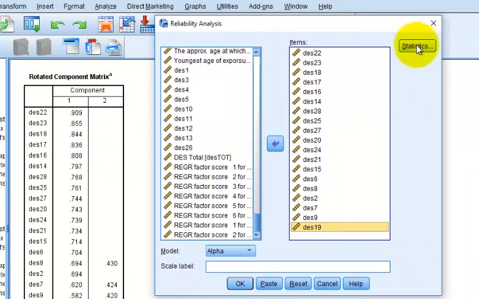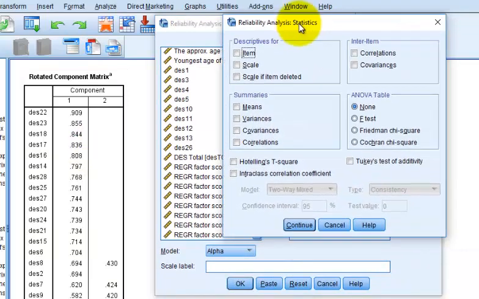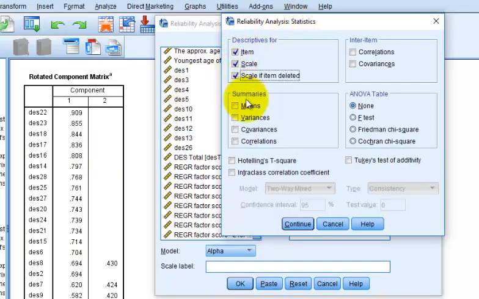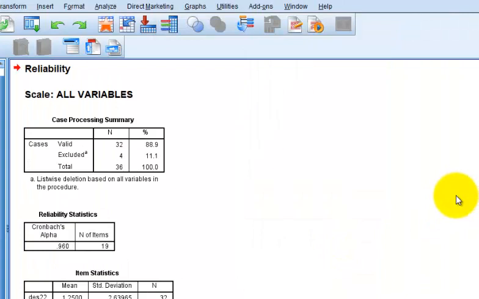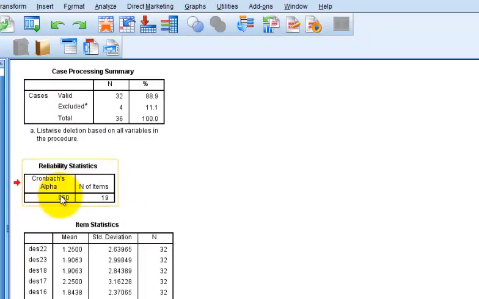Let's go ahead and check our magic here. We want the item scale, scale if deleted. I think that's all we want here. So the magic number is Cronbach's alpha. So those questions do in fact line up. You can use that as a new variable, okay? Because this is much stronger than 0.7.